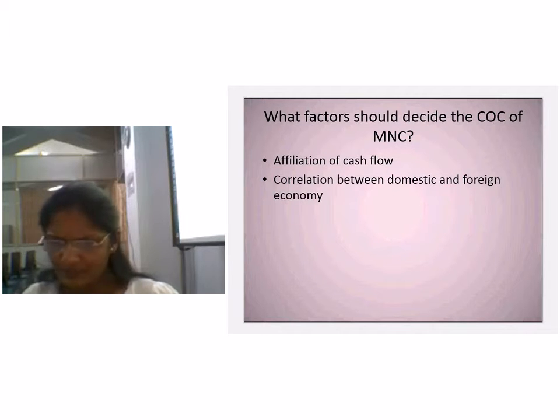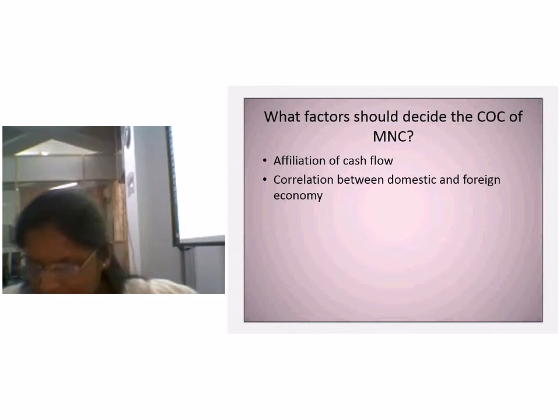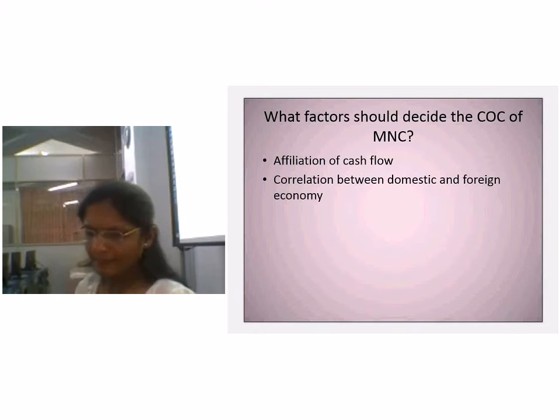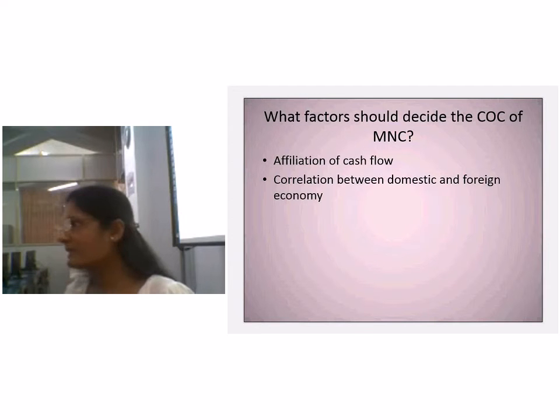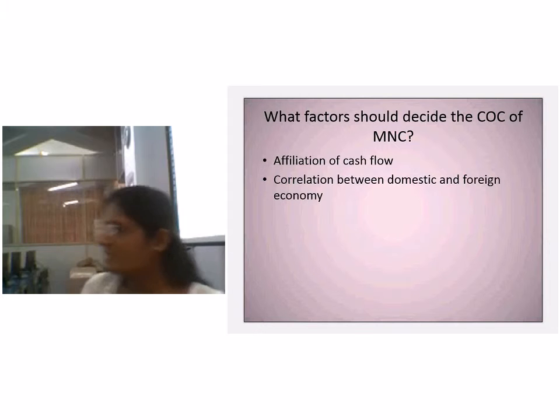Affiliation of cash flows. What is that? What do you think about the cash flows of multinational companies? We know multinational companies have their subsidiaries in other countries. The parent company is located somewhere and subsidiaries are in other locations, right? Subsidiaries report their cash flows in their currency, right?